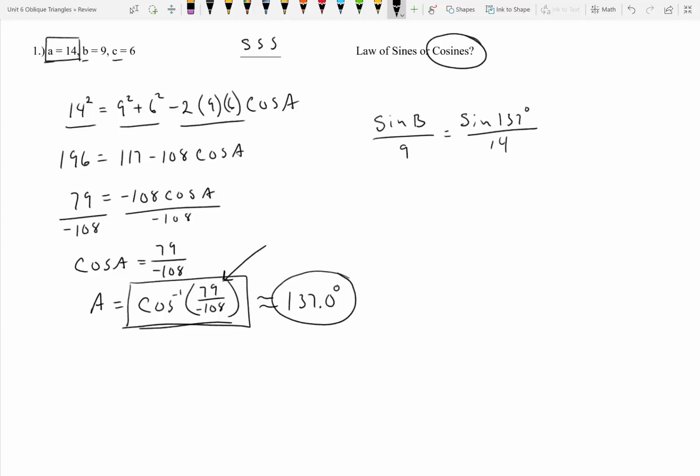I put the variable in the numerator every time. That leads to shifting back and forth between the sine being on top or the side length being on top. I just use whichever one makes the algebra easiest, and that is always by putting the variable, which is right here, in the numerator. Now I just multiply both sides by 9 to cancel this out.